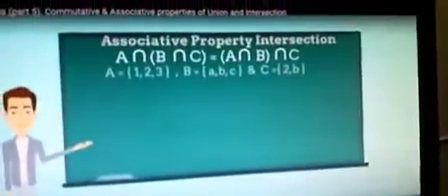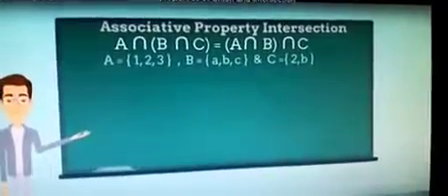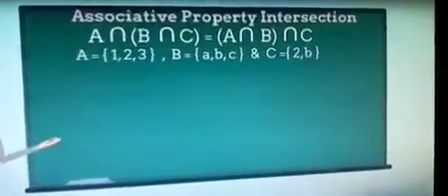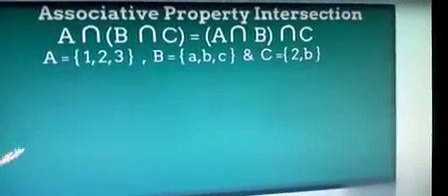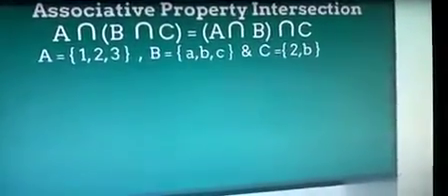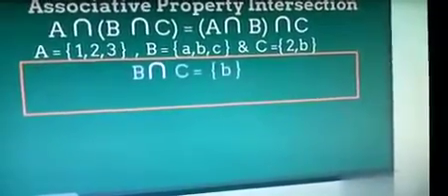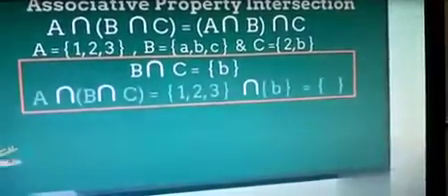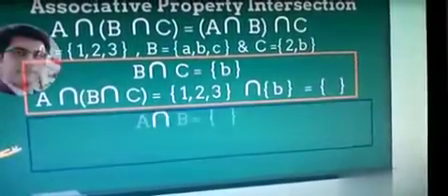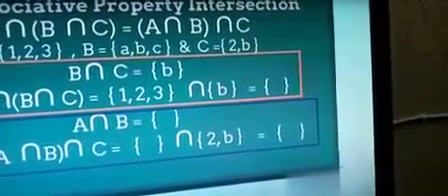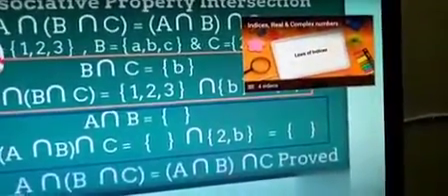And considering the same sets A, B, and C. To prove associative property of intersection, we need to prove that the result of A intersection bracket B intersection C is equal to bracket A intersection B then intersection C. For this, we will solve bracket first, B intersection C, which contains just one element, b. Then the result of A intersection bracket B intersection C is the empty set. Similarly, we find the value of bracket A intersection B then intersection C, which is also the same. This proves the associative property of intersection. Students, I hope you enjoyed the video.